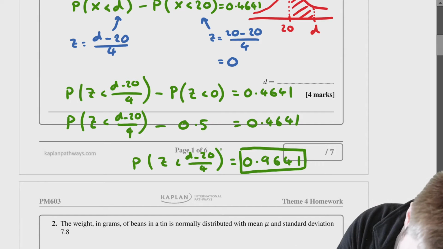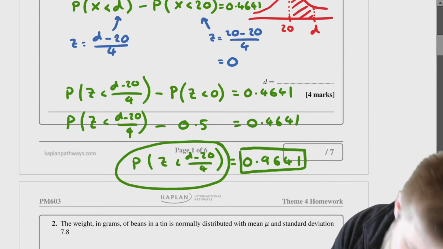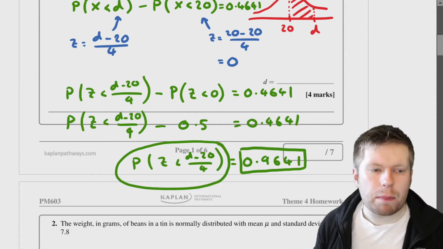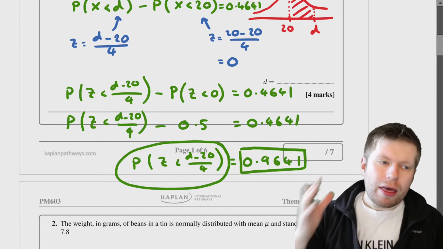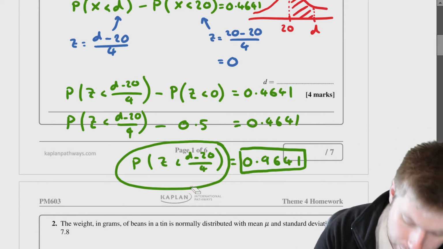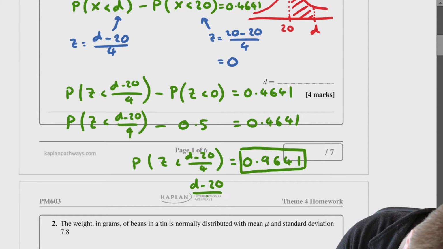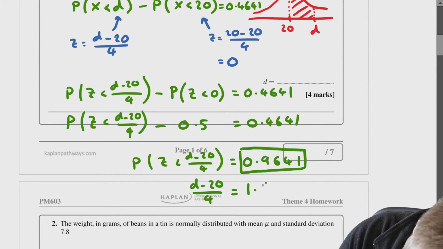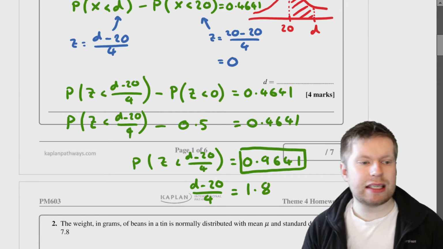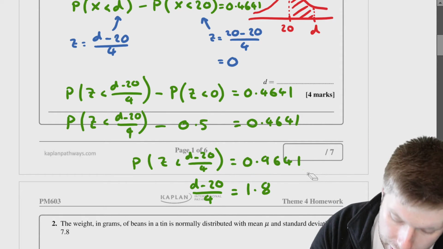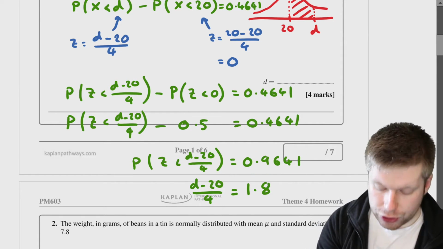So in other words, what I'm saying is that that thing, the probability that z is less than something, my d minus 20 over 4, that should be my 1.8, okay? So in other words, from the tables I'm saying that my d minus 20 over 4 should correspond to 1.8 units of standard deviation from the mean, okay? So therefore, I should just be able to solve this now.